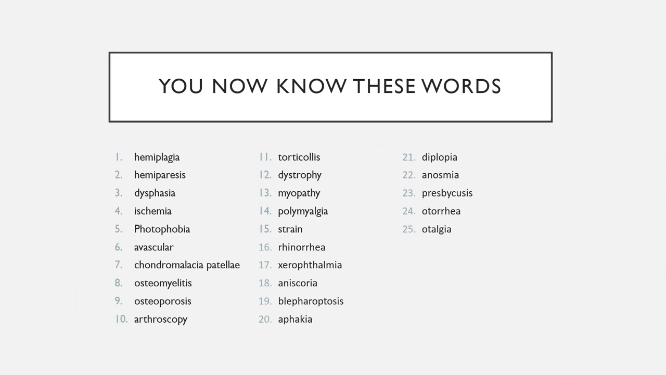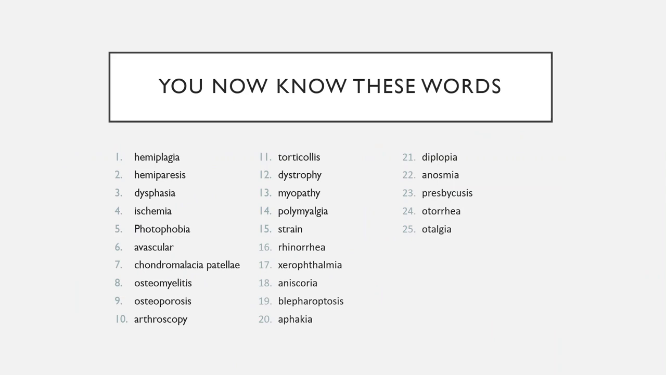Dystrophy, diminished muscle development. Myopathy, disease of the muscle. Polymyalgia, pain in multiple muscle groups. Strain, stretching of a muscle or tendon. Rhinorrhea, a runny nose.